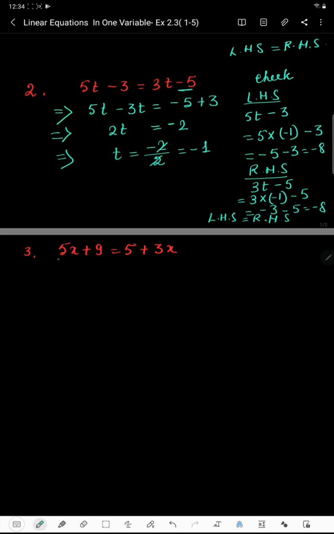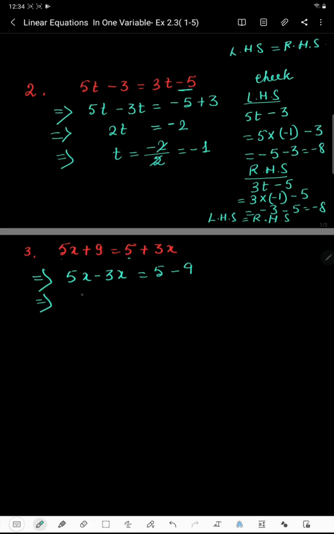Now in the next question we have 5x plus 9 is equal to 5 plus 3x. So here again we will take 3x to the left hand side, as we are finding the value of the variable, which is x here. On the right hand side we have 5, so we will write 5, and 9 will be coming to the right hand side, so plus 9 will be minus 9.